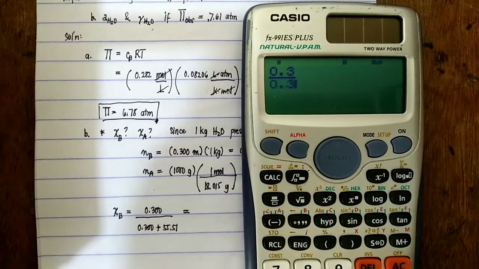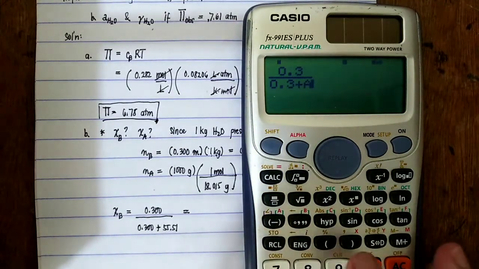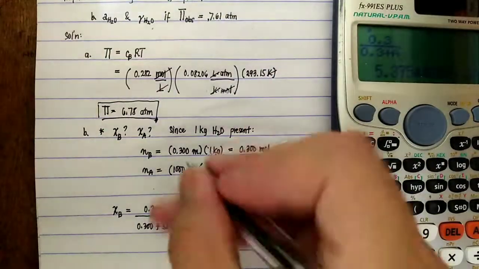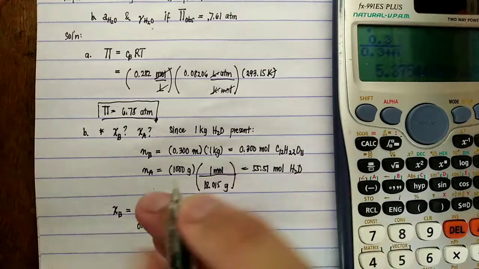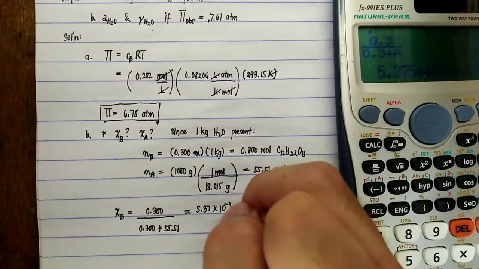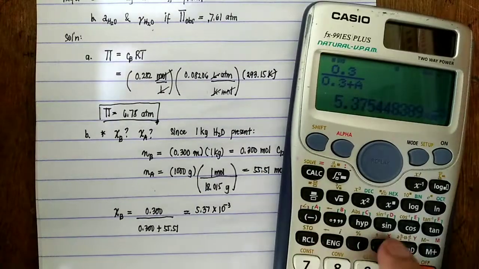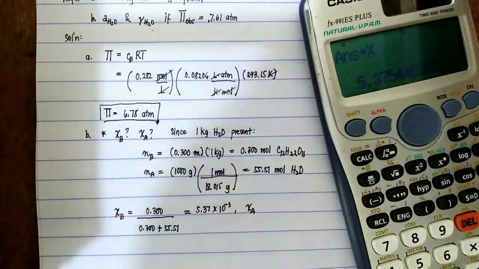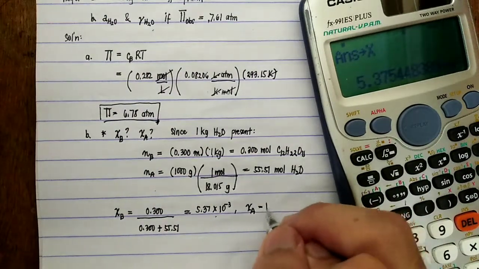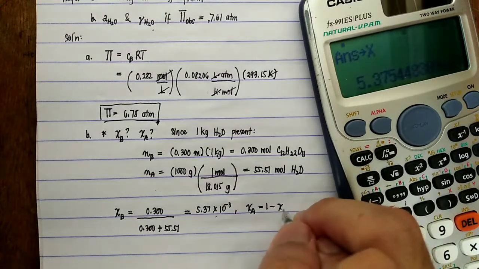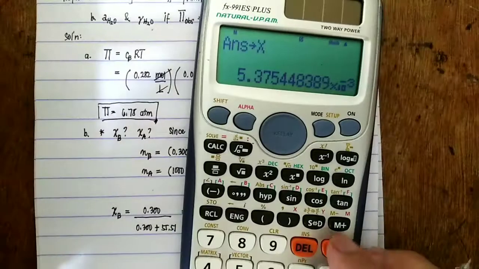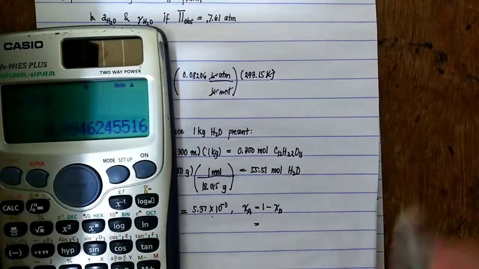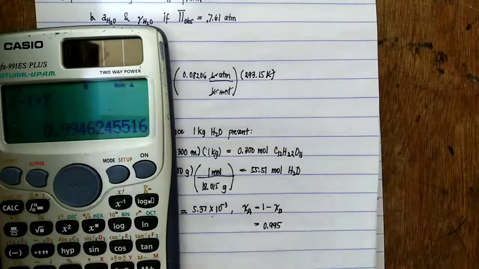That's 0.3 divided by 0.3 plus A, since we stored the number of moles of water earlier. And so we have this value, that's 5.37 times 10 to the negative 3. So once again, we store that value. And as for the mole fraction of water, we simply take this value and subtract it from 1. So for our water, that's 1 minus x, and that leaves us with a value of 0.995.